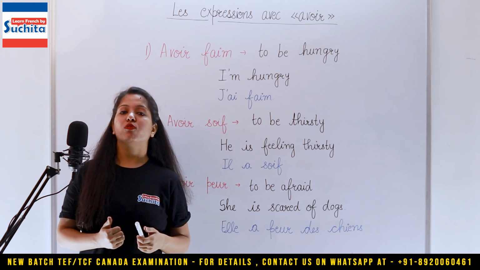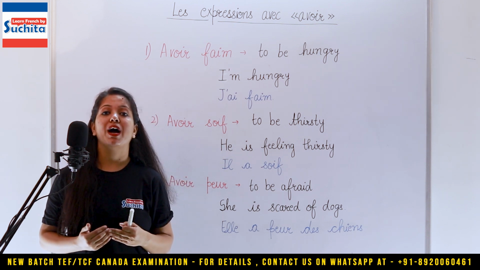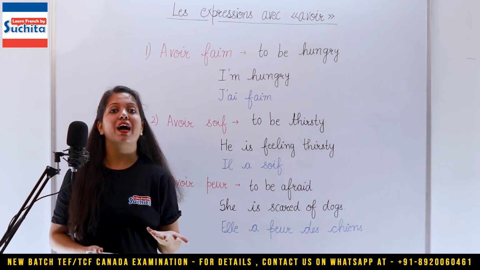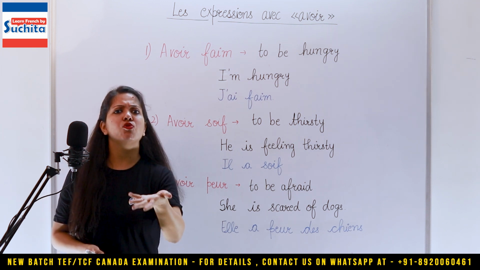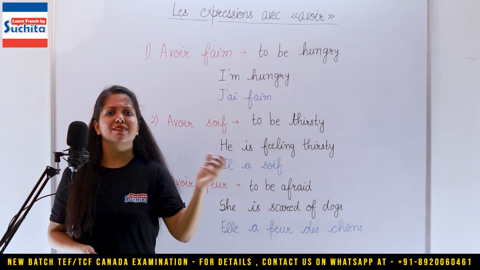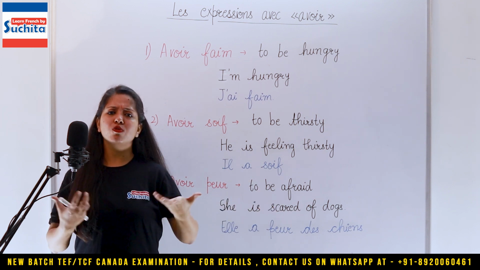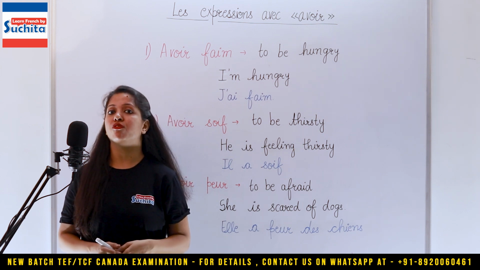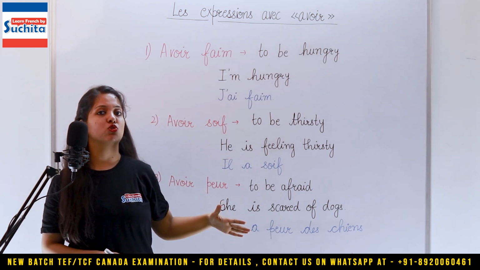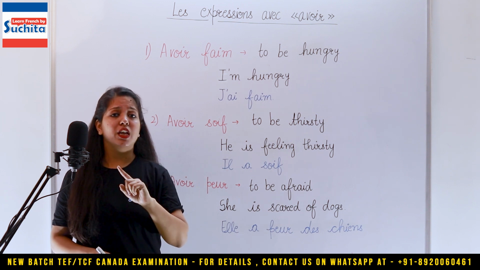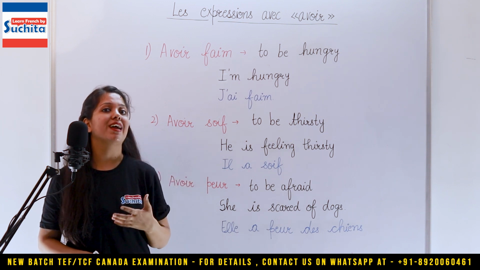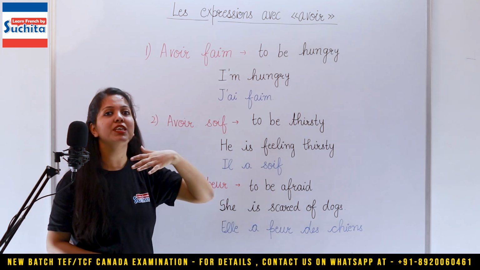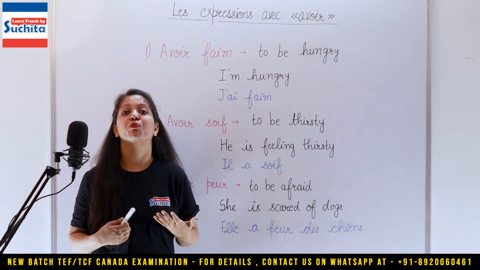Now, what is the meaning of the verb avoir? The meaning of the verb avoir is to have. So if I say j'ai, it literally means I have. Tu as, you have. Il a, he has. Elle a, she has. Nous avons, we have. But none of the expressions we are going to do has the meaning of to have. If I say avoir faim, it doesn't mean to have hungry. It means to be hungry.